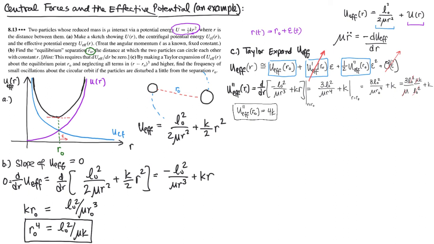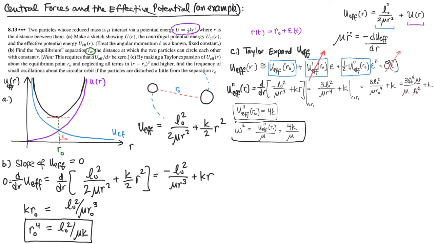Okay. And we know that the angular frequency squared is given by U effective double prime at r naught divided by the mass of the system here, but actually by mass here we mean the reduced mass. And so this tells us that the angular frequency of oscillation will be 4k over mu. So that's how you would solve this just looking at the potential alone.